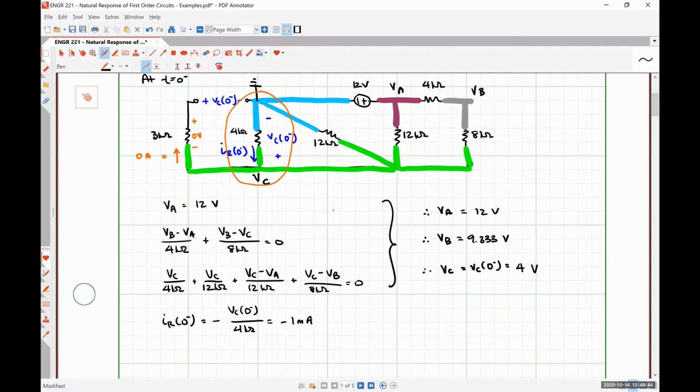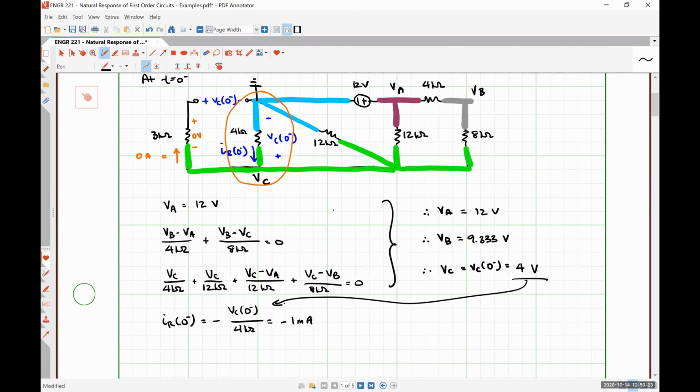Any questions about our circuit analysis at t is equal to 0 minus? Nobody's saying much of anything, so I guess everybody is. Yes, ma'am. Pardon? Yes, what about it? -4 volts divided by 4 kilo ohms is -1 milliamp. All right, so I substituted in this value to there.